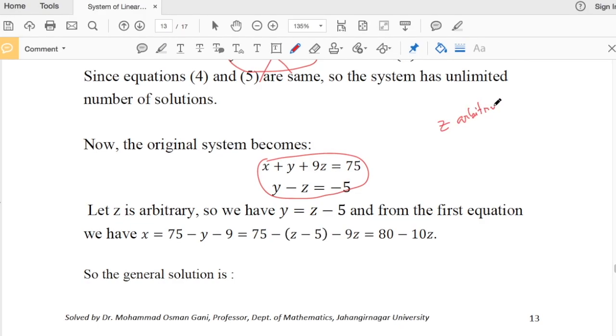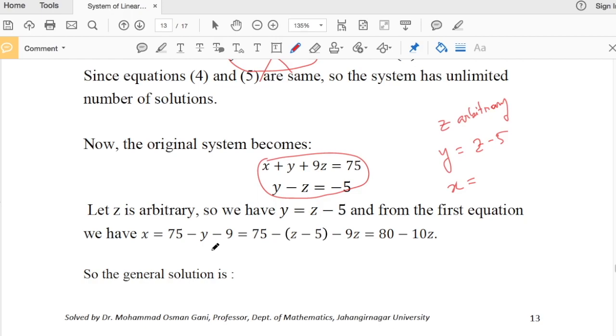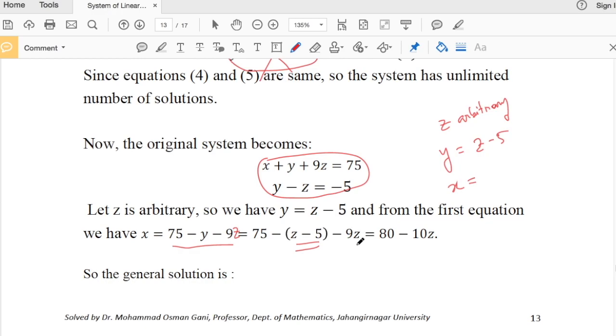So you need to write y and x in terms of z. From the second equation, y equals z minus 5, and from the first equation x will be 75 minus y minus 9z, and 75 minus y is equal to this from the second equation, which means x is 80 minus 10z.